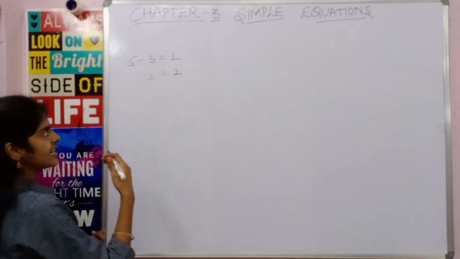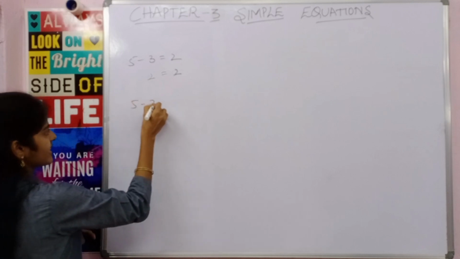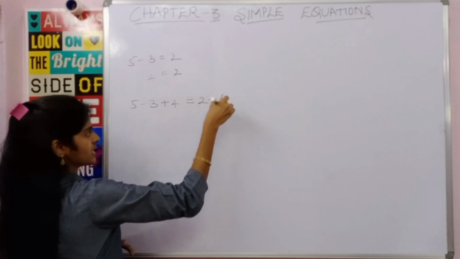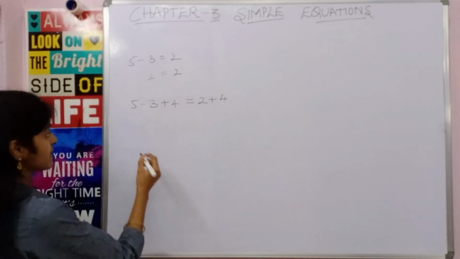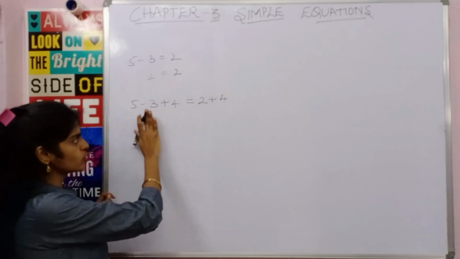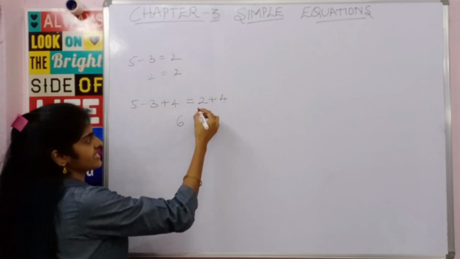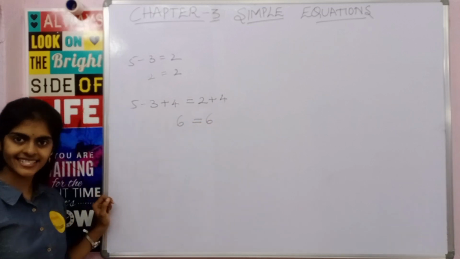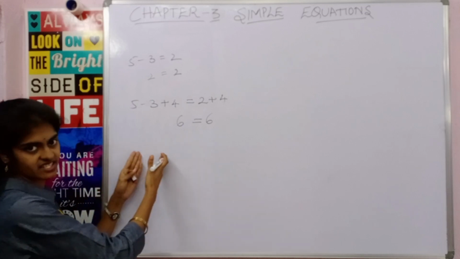So now let me add 4 on both the sides. So 5 minus 3 plus 4 equal to 2 plus 4. I am adding 4 on both the sides. So 5 minus 3 is 2, 2 plus 4 is 6. So LHS you have 6 and RHS also, 4 plus 2 is 6. Is it equal now? Both the pans are balanced, right? They are equal. LHS is equal to RHS.